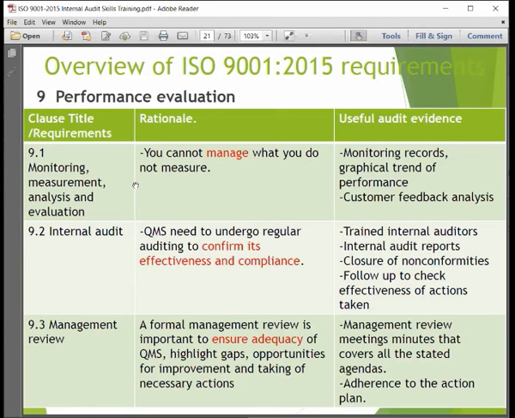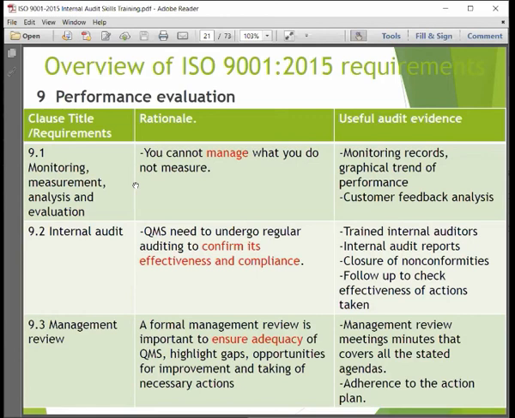For your processes, we have targets. So you need to know when you are going down, when you are going up. For audit evidence, use monitoring records and graphical trends of performance. And you don't have to know a lot of statistics to do that. We have even Excel you can use. But those graphical representations talk a lot to support these requirements. Customer feedback analysis, how it is analyzed, and how we are performing. So those are the kind of things that you want to see.